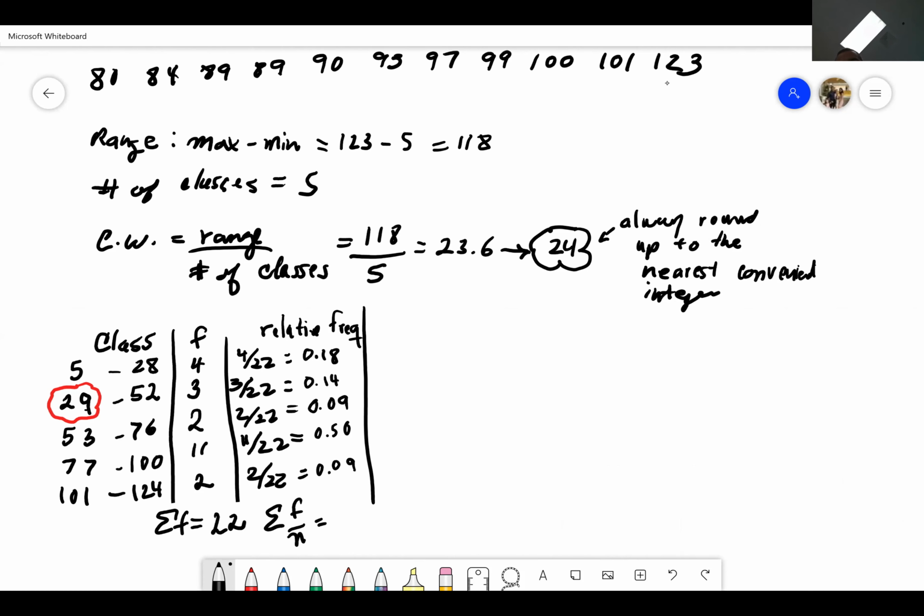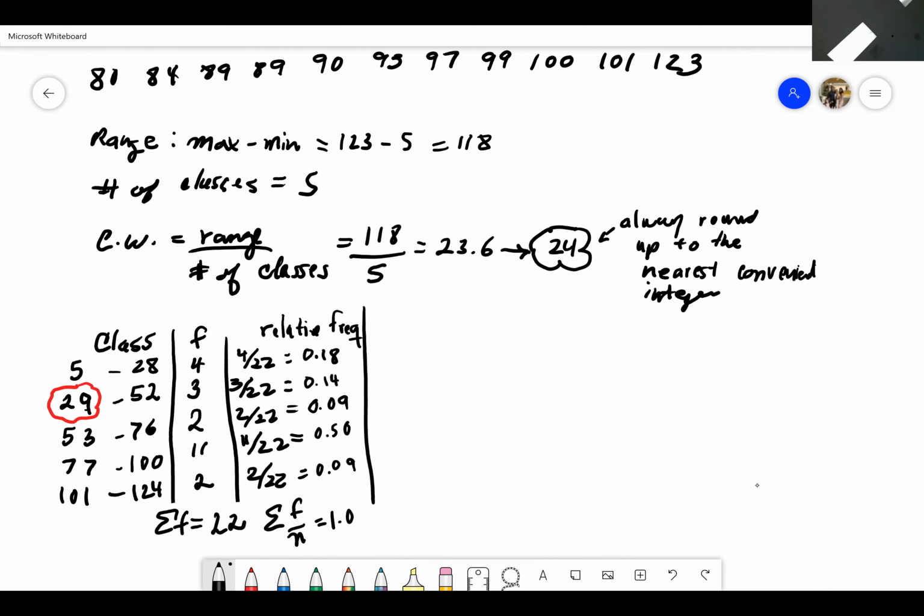So if I take 0.18 plus 0.14 plus 0.09 plus 0.5 plus 0.09, in this case, I end up with a really nice number. I end up with 1.0. So I'm good. I know I didn't make a mistake. I could have made a mistake on my classes, but I know I counted everything and I rounded appropriately, hopefully.